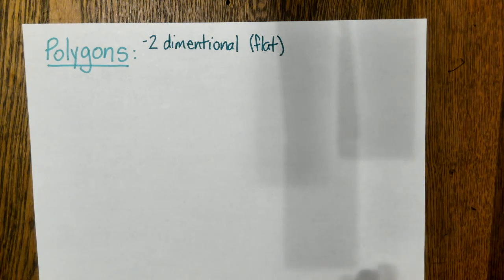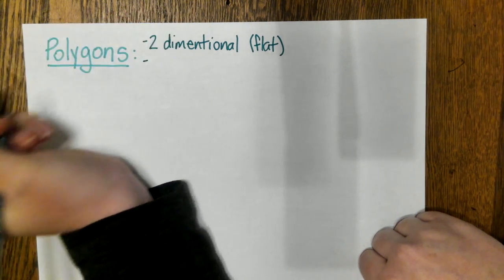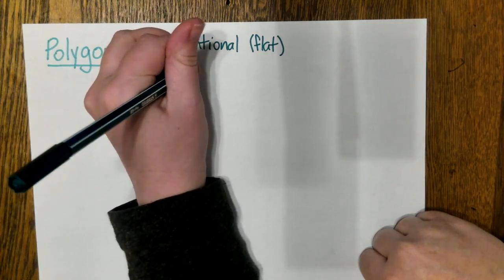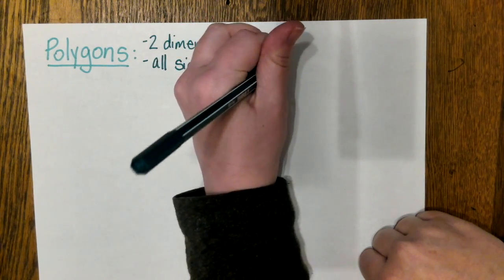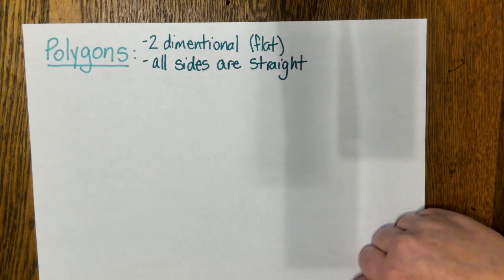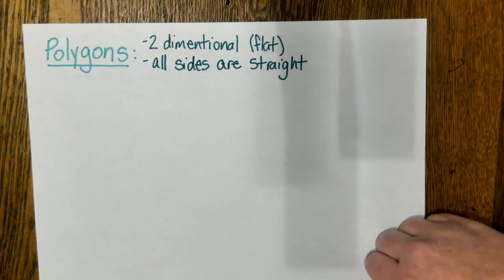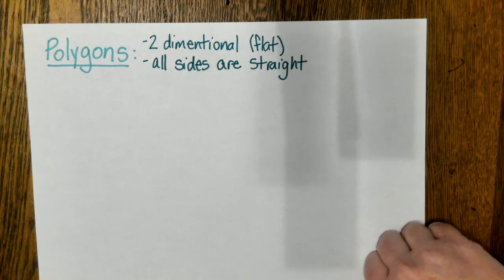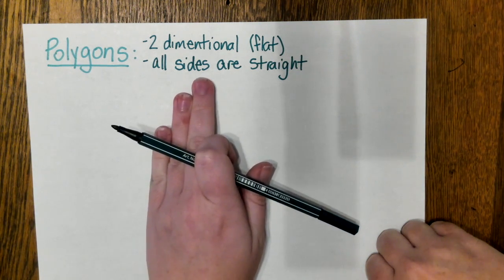Another rule for a polygon is that it has straight sides. That means that none of the sides can be curved. All of them have to be straight lines. So is a circle a polygon? No, it can't be, because circles do not have straight sides. It has to have all sides straight.